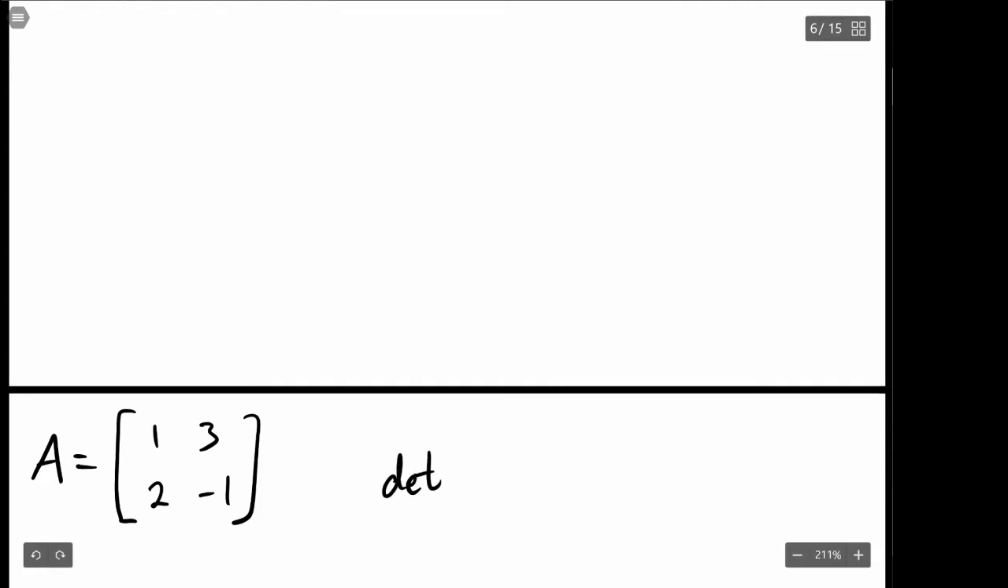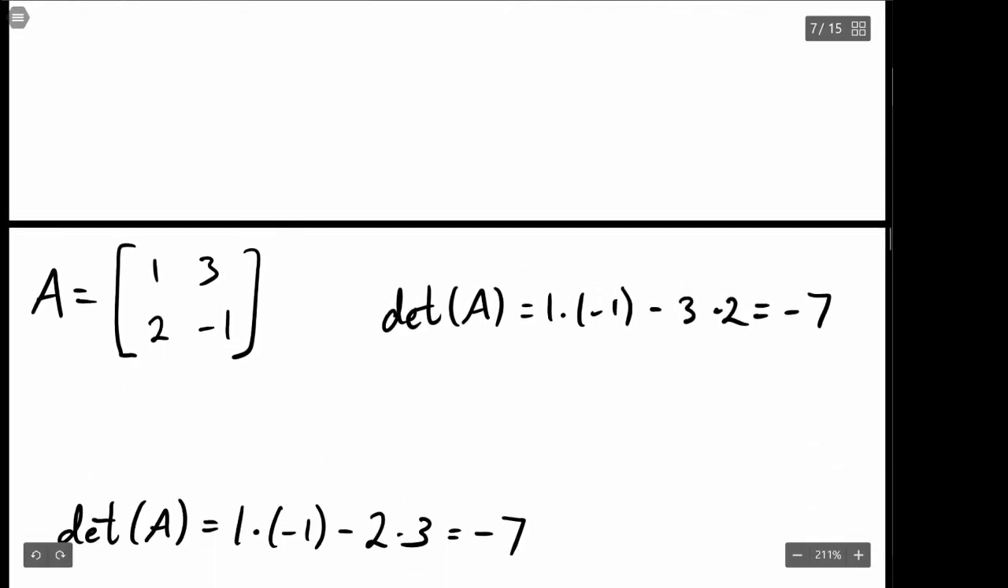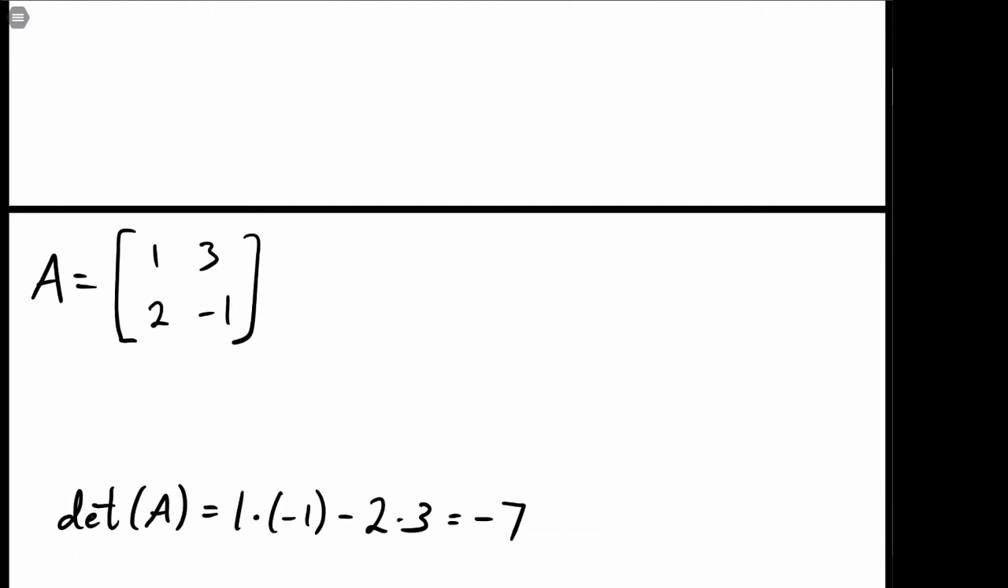So determinant of A is 1 times minus 1 minus 3 times 2. So that's going to be negative 7. Oops. Turns out I already have the computation there and forgot about it. Well, that one looks better, so I'll delete this one. Alright, so we have a determinant of minus 7.